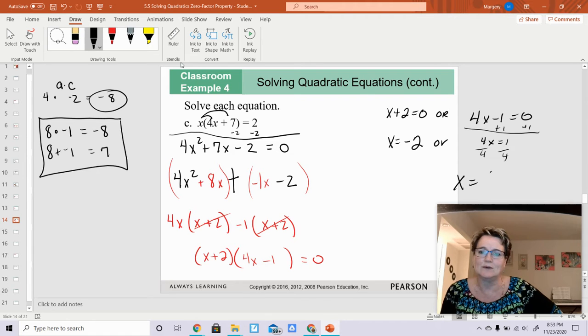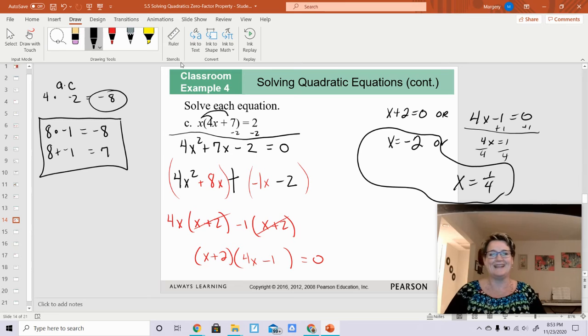So x is going to equal 1/4. So those are the two answers. All right, let's go on to the next one.